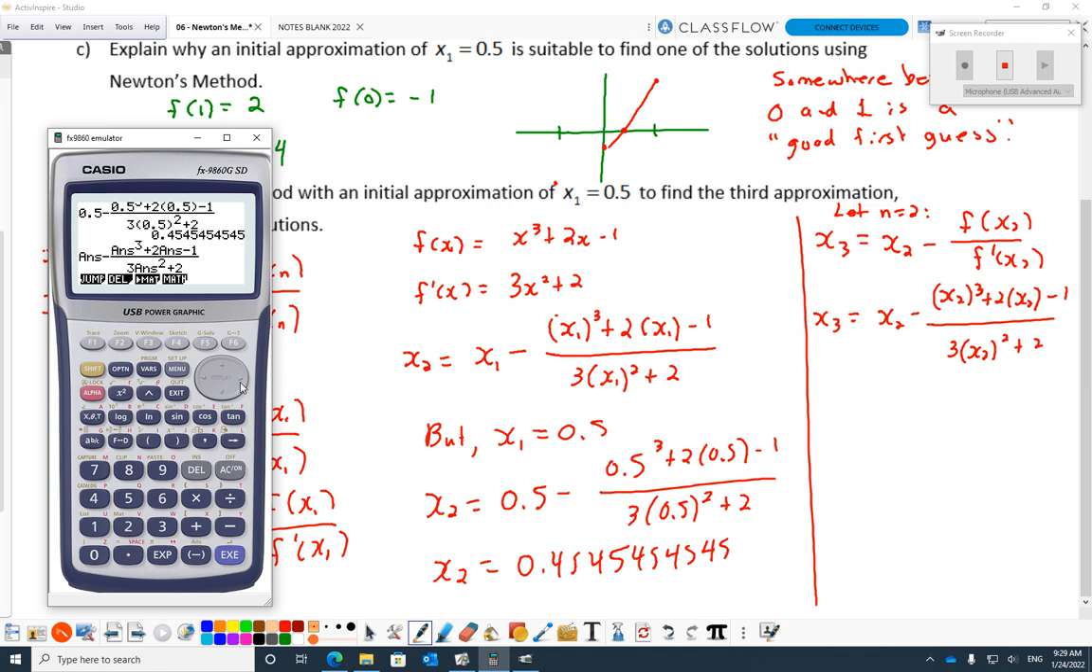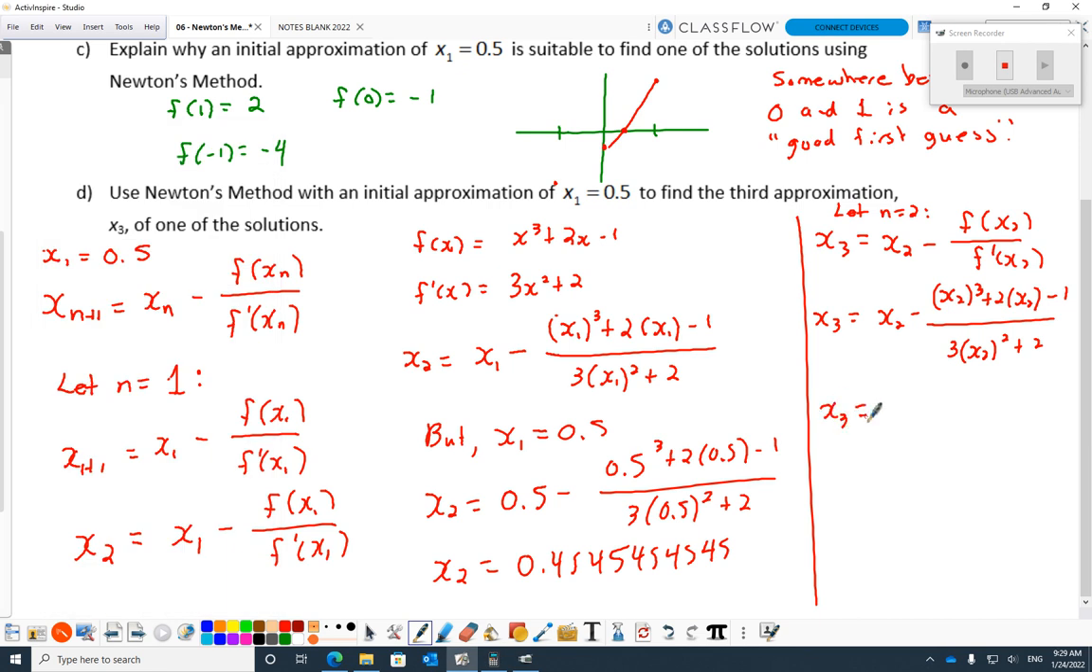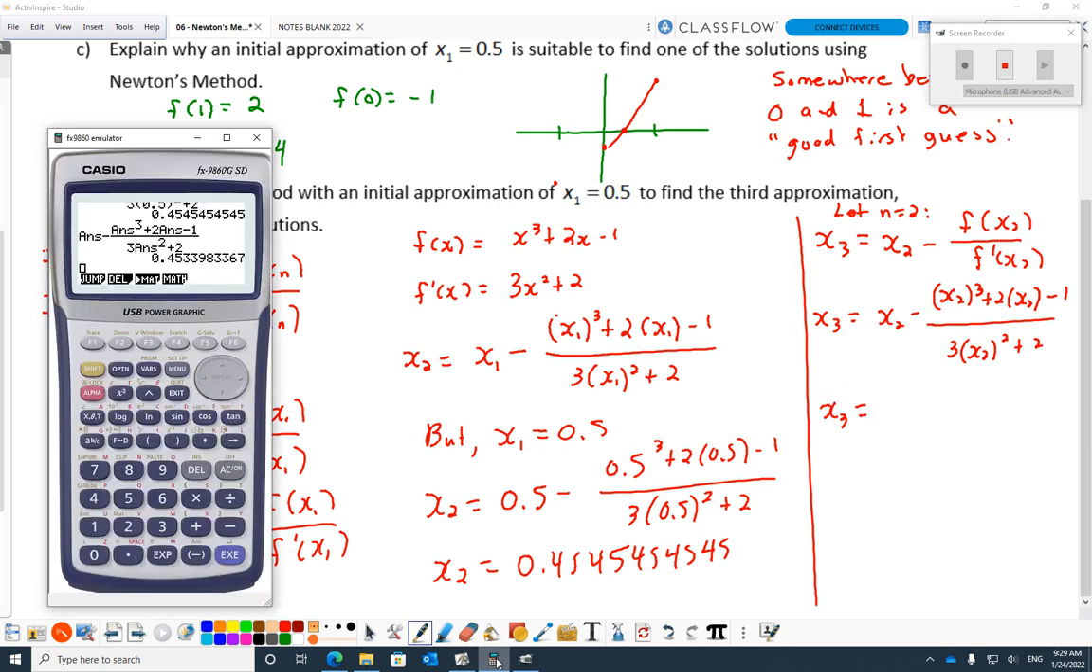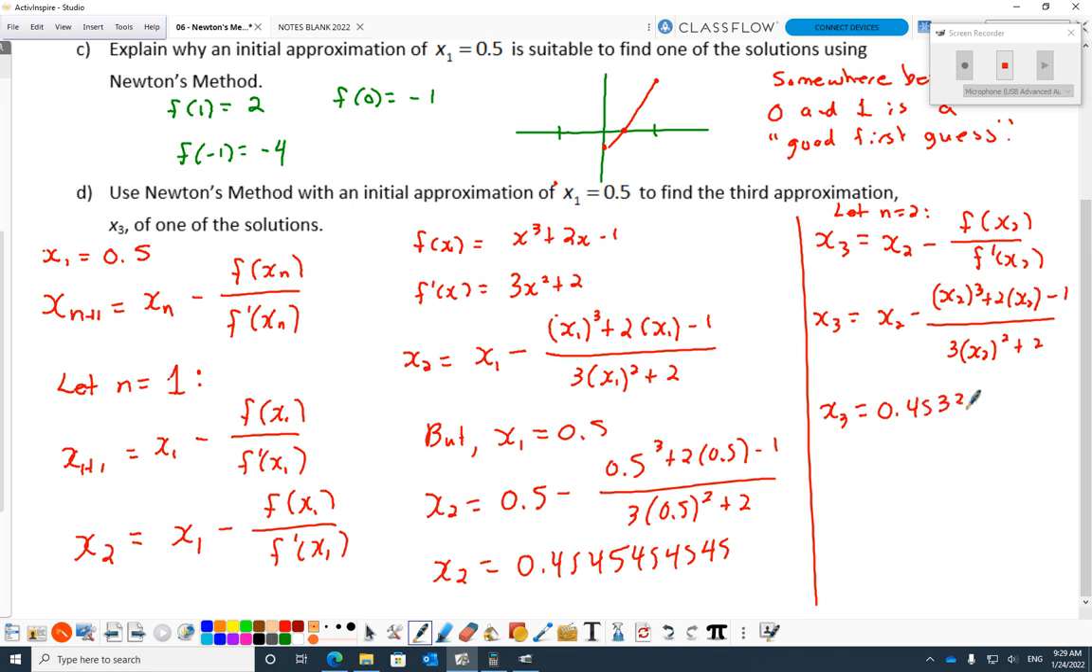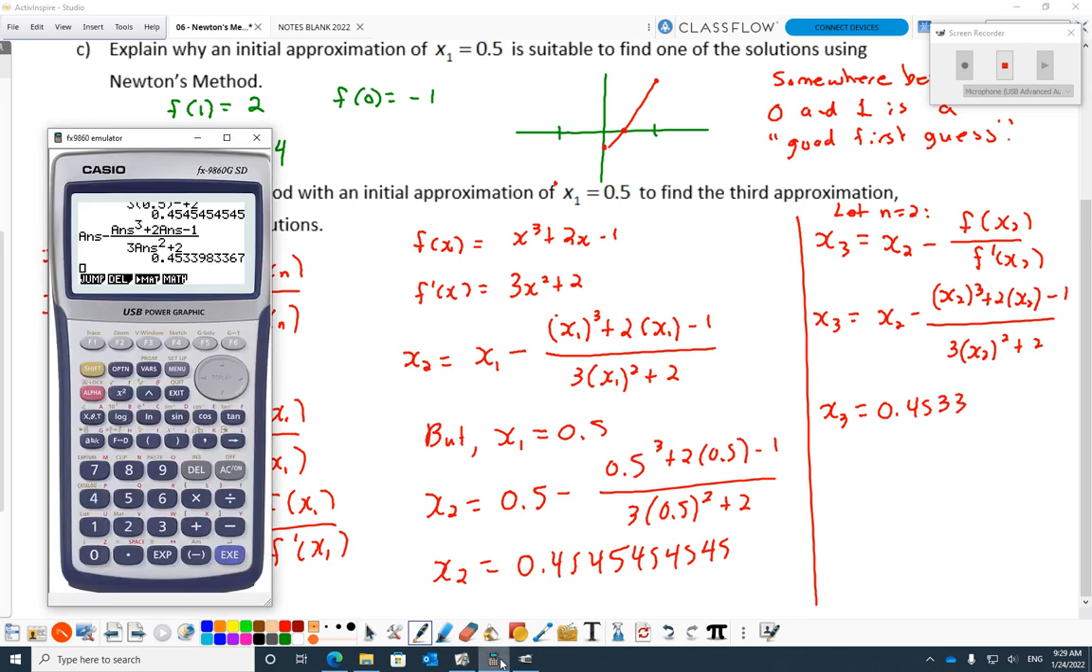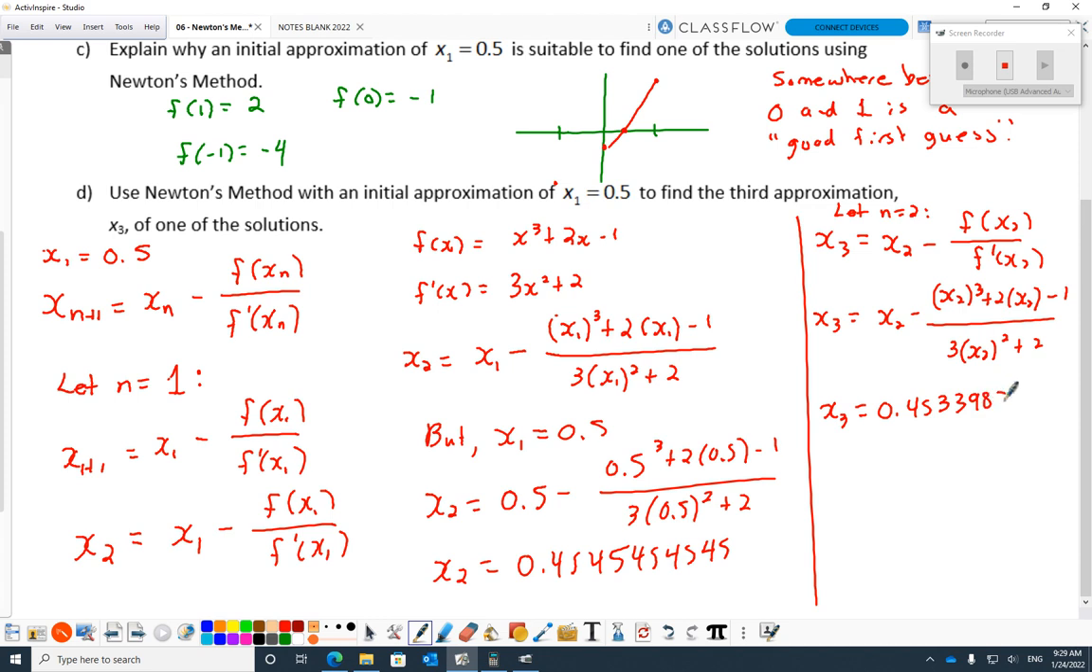Equals. Let me write this down. X3 equals, how can I write it down if it keeps disappearing? 0.4533983367. You might be like, well, how do I know how long to go? I'm actually feeling pretty good after this. That 0.45 is the first 2 digits of the 0. I'm actually feeling pretty good because that stayed the same. Maybe it'll change, but I don't think so.